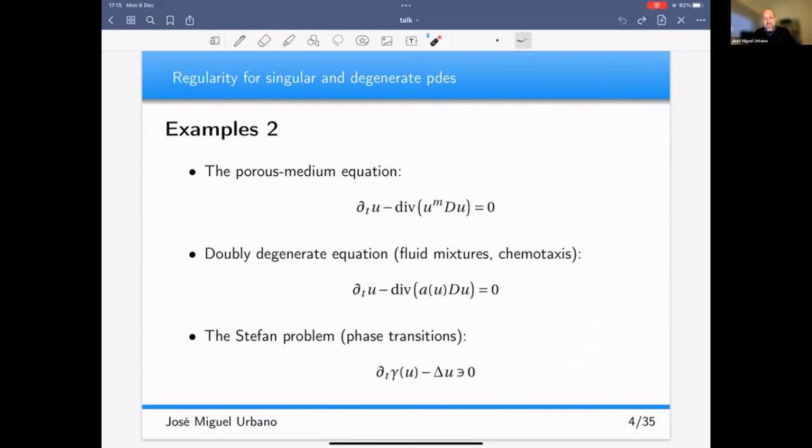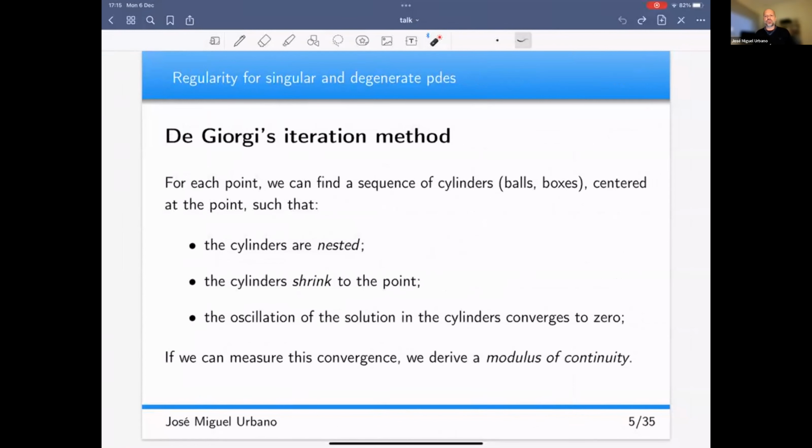So given all these examples, what we want to do now is to try to understand what kind of regularity we can obtain for the solutions of these problems. And so basically the idea is to prove, say, continuity results. And we want to apply the iteration method of de Giorgi. So for each point in our domain, we want to measure the oscillation in a box, or a cylinder, or a ball. I mean, it depends on the problem being elliptic or parabolic. I'm going to call it box in general.